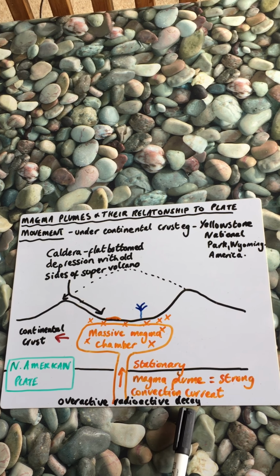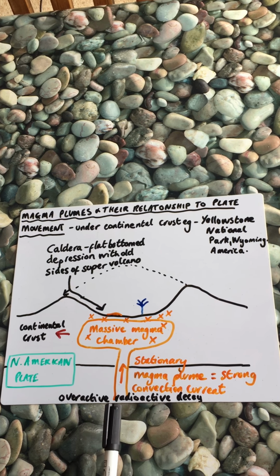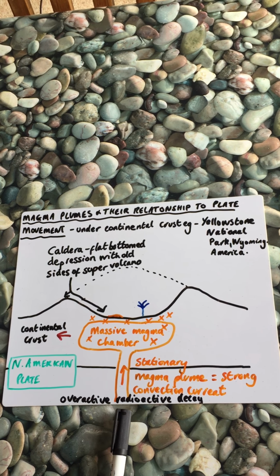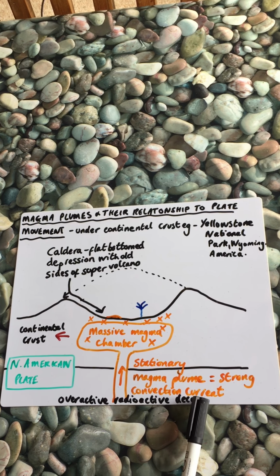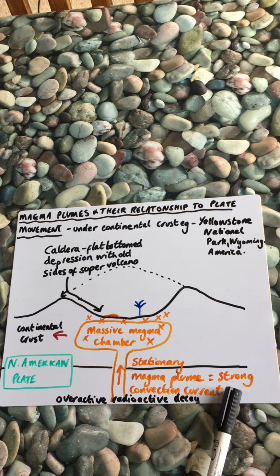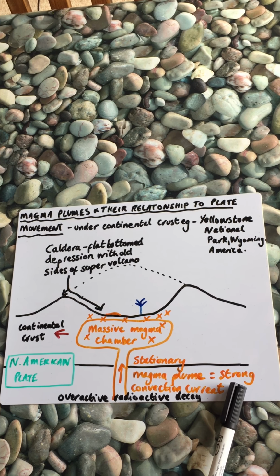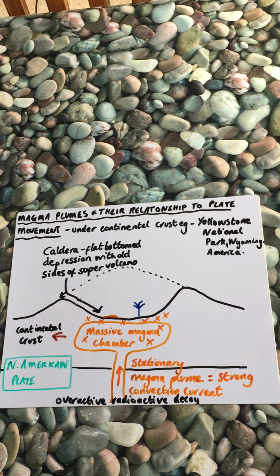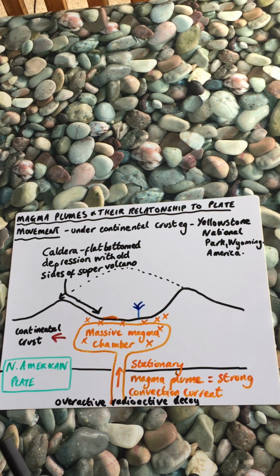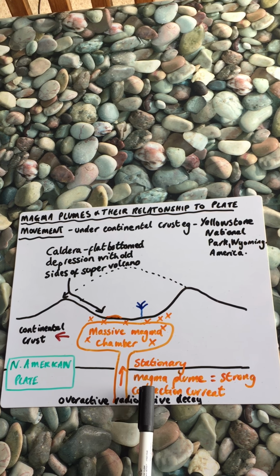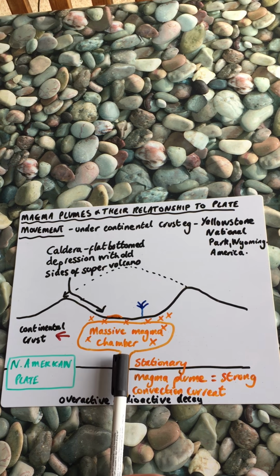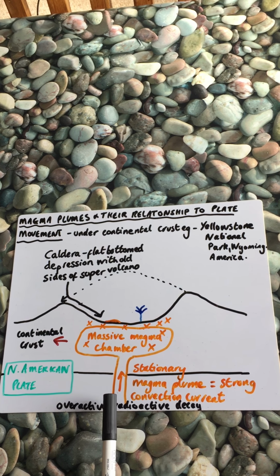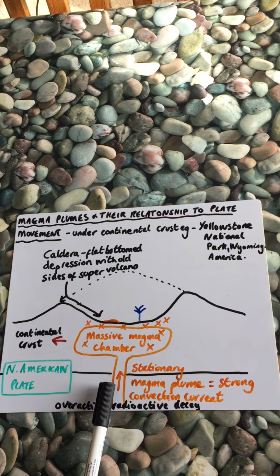Overactive radioactive decay in the inner core produces a huge amount of heat, which produces a convection current, but not just any old convection current, a strong one. Now, because it's so strong, it's called something different. It's called a magma plume. Now, this is not a pluton. So when we've done the plutons before, this is something different. So that's why it's important that you use the term magma plume. Now, this is completely stationary. It hits everything above it, so through to the outer core, the mantle.